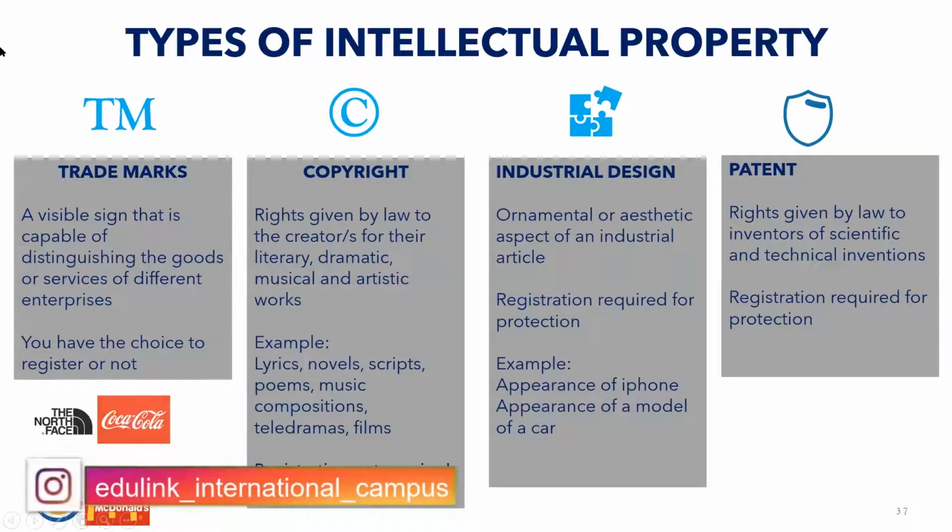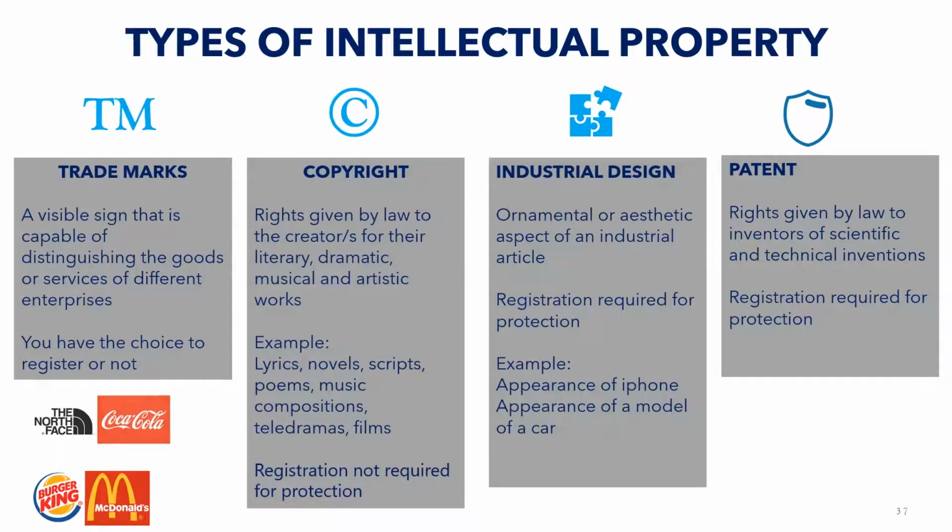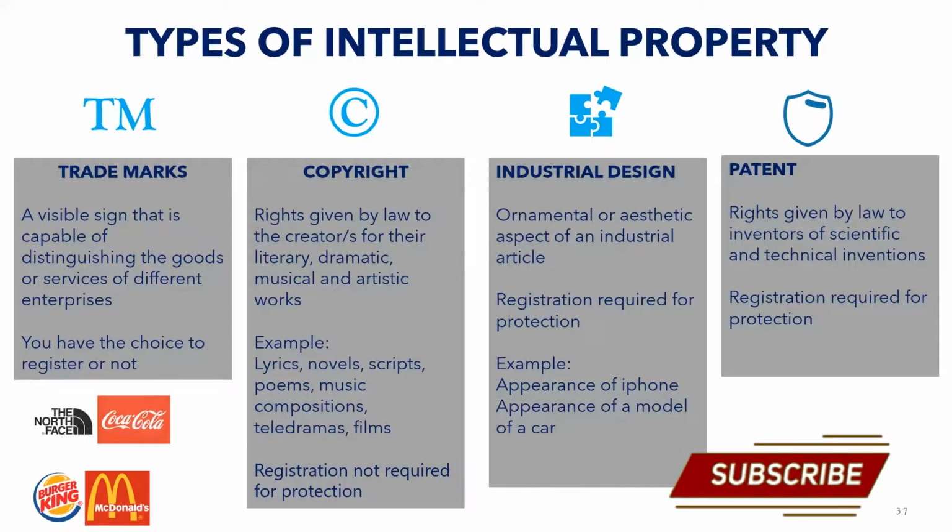Right. So there are 4 types of intellectual property that are really relevant for us when we are talking about that. This is not to say there aren't others. There are, but these are the 4 types that are useful for us, right? So the 4 are trademarks, copyright, industrial design, and patents.